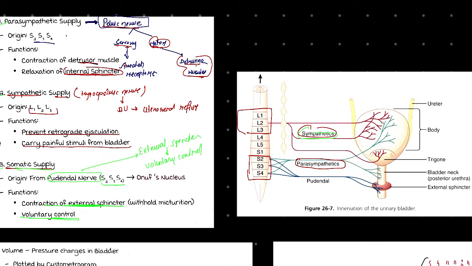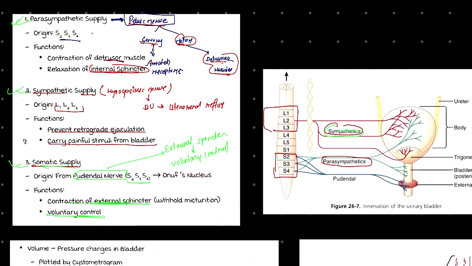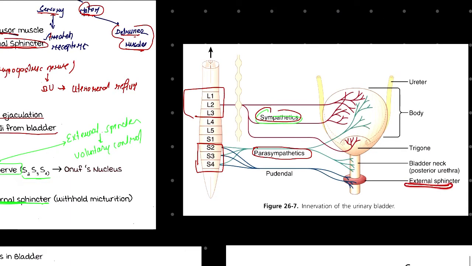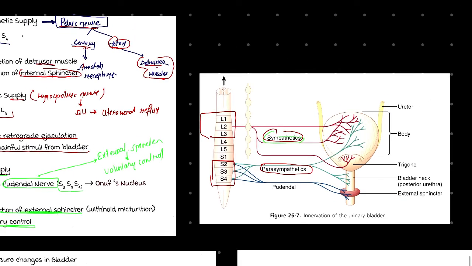And similarly, talking about somatic supply, that was our pudendal nerve. As you can see, this pudendal nerve was supplying the external sphincter, right? It was innervating the external sphincter that was causing voluntary regulation of micturition. So this was about our innervation of the urinary bladder.